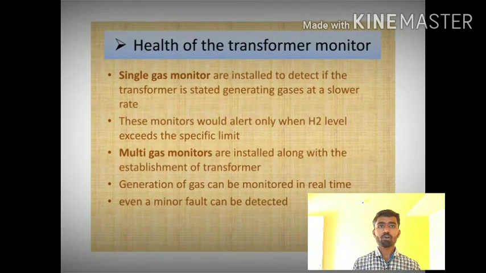Health of the transformer monitor. If the unit is starting to generate gases at a slow rate, a single gas monitoring device could be installed. The monitor would alert only when the hydrogen level exceeds the specified limit. If a multi-gas monitoring device is installed on the same unit, then each gas formation could be viewed in real time. It can be determined if the unit is developing slow-moving faults.